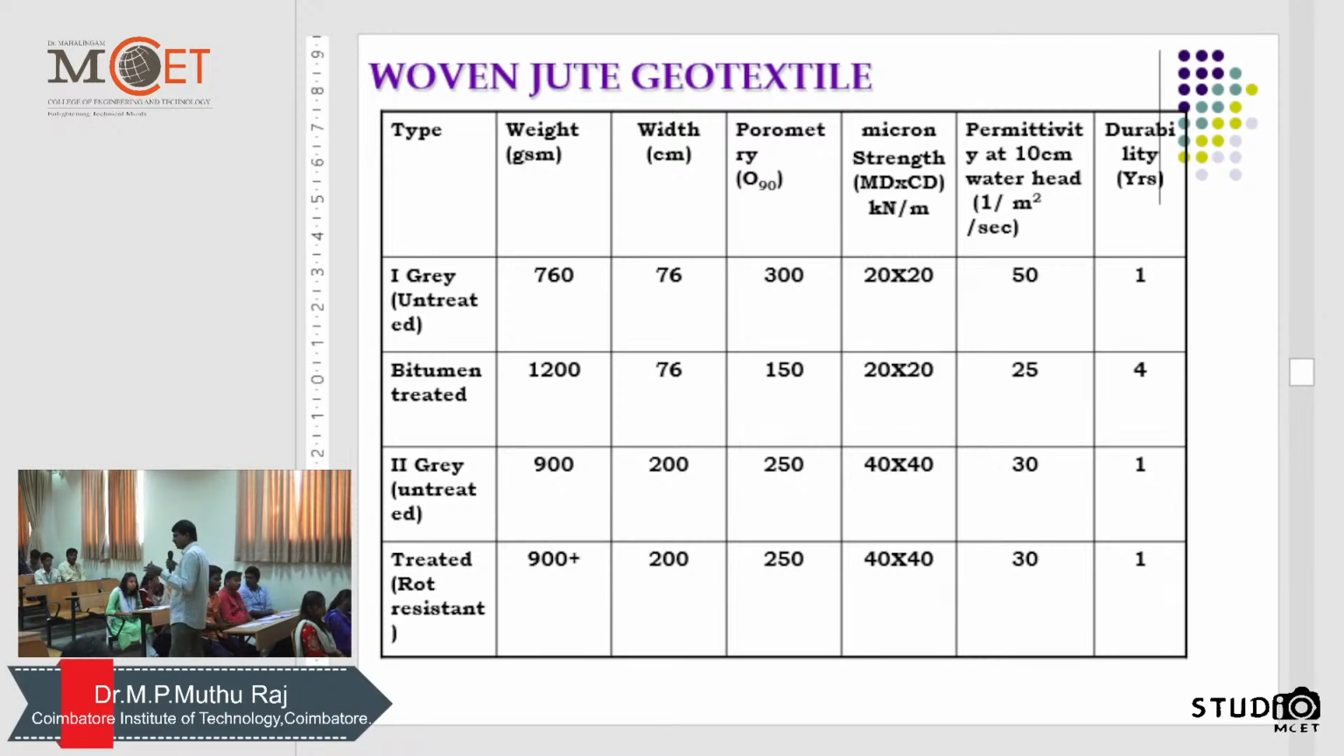Most of the natural fibers will always have more weight than the artificial materials. E-glass and others will be less, 600, 400, 300 or so. Here it is always more. Then you can understand width and other things, and you can see that the durability is also very low, 1 year or 4 years, that's all.